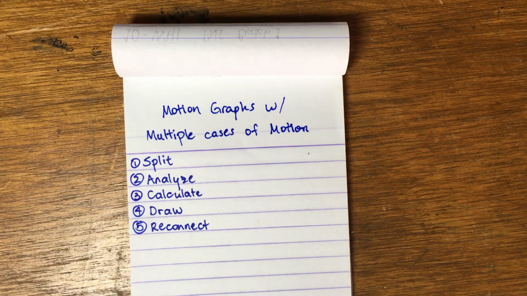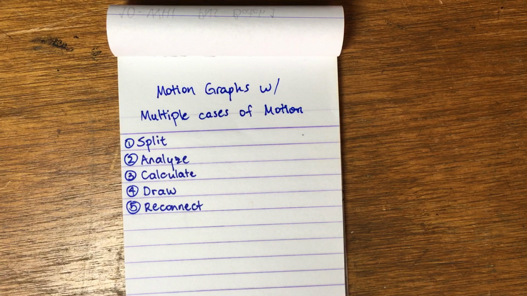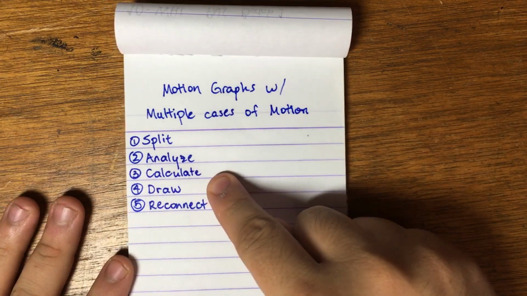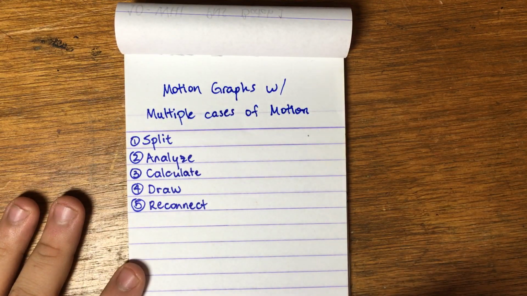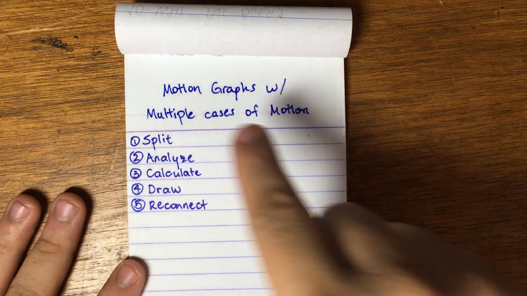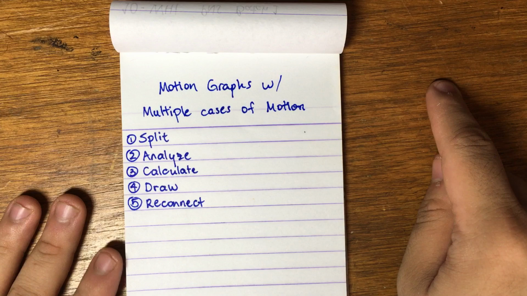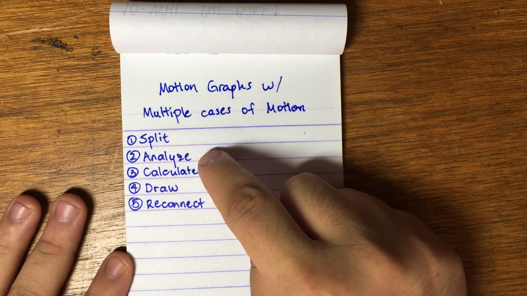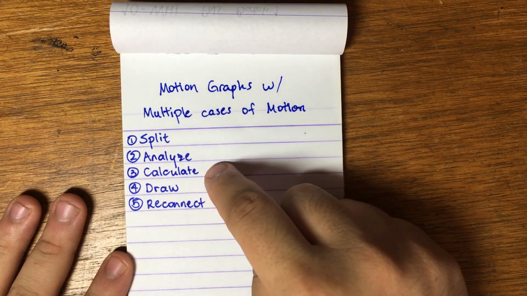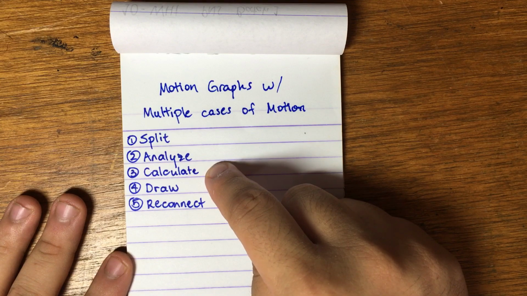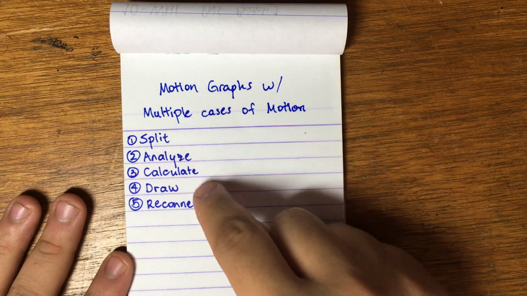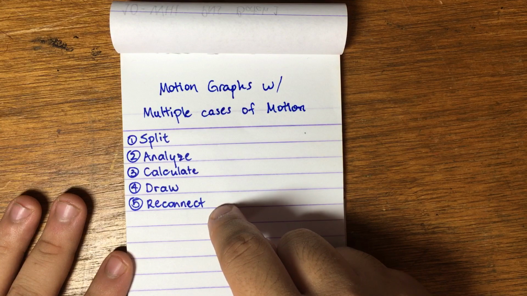But in order to deal with this, I have come up with a five-step plan. Now I added this step 3 because right now we are actually going to calculate. Before we were just making rough sketches of what the graph would look like, but now we are going to try to integrate some numbers. So split the graph, analyze the case of motion in each, calculate for the exact values of total displacement, etc. Draw the graph and reconnect the segments.